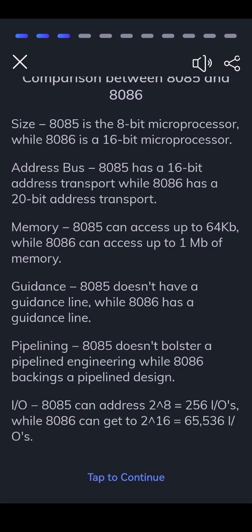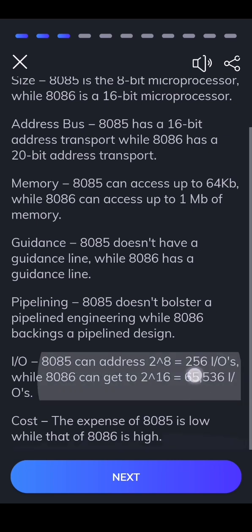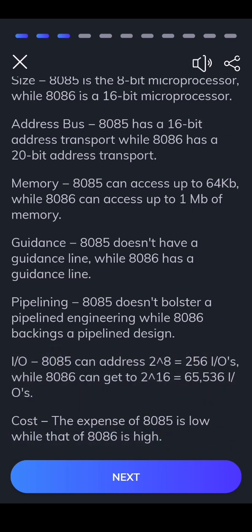I/O: 8085 can address 2 to the power of 8 equals 256 I/Os, while 8086 can access 2 to the power of 16 equals 65,536 I/Os. Cost: the cost of 8085 is low, while that of 8086 is high.